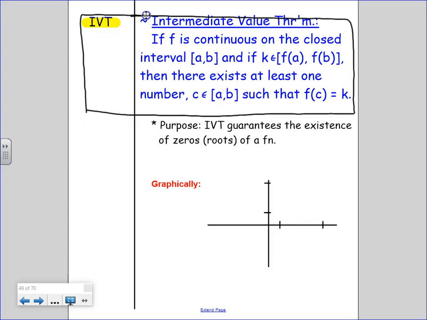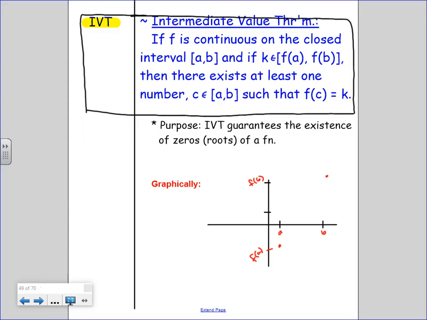Now what on earth does that actually mean? I think I made 1b here. There's a. And a has a point, and the point goes with the y value. So a and f of a go with one point. And then b has its own y value, f of b.